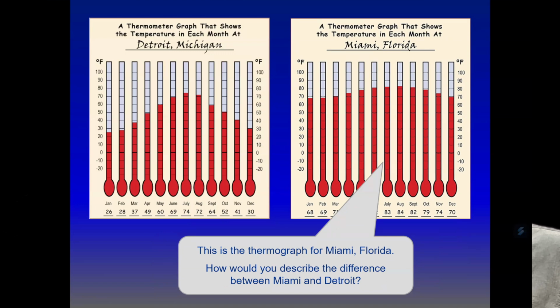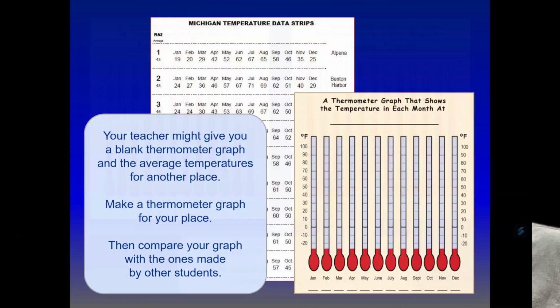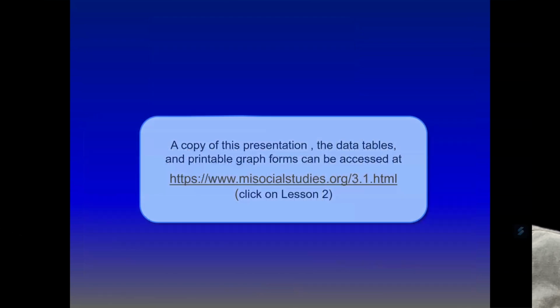You might want to stop with a graph like this and have students talk a little bit more about the differences that they observe, because the activity from here is really very straightforward. The website that I'll show you later has the data for a number of cities in Michigan and another page that has a number of cities in different places. And you've got a blank thermometer graph, and different students or different groups of students can make graphs for different places and then compare them with other ones that are made by other students.